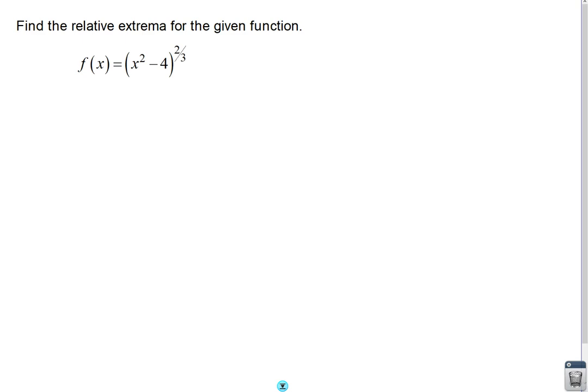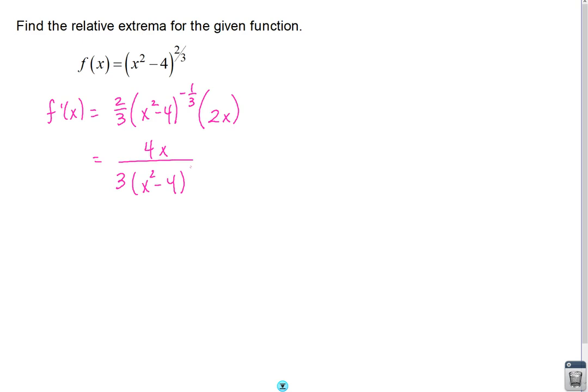Okay, so I hope you actually paused the video and tried this on your own. Let's go ahead and make sure that we all know what we're doing. So to find the relative extrema, the first thing I always have to do is take the derivative. So f prime of x is going to be 2/3 (x squared minus 4) to the negative 1/3 times the derivative of the inside, so 2x. A good opportunity to use chain rule here. If I clean this up a little bit, this is going to be 4x over 3 times (x squared minus 4) to the 1/3.